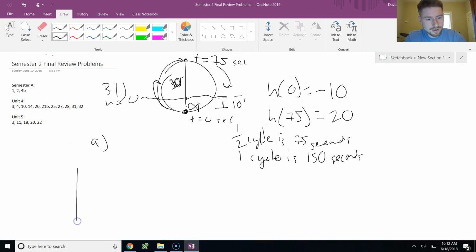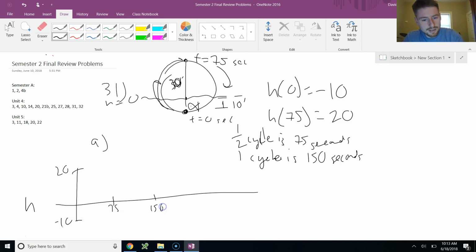Oops, let's get my pen. So here's my h, height equals 0. And we know initially it's at 10 seconds. So I'm actually going to mark some time intervals here. So we have 20 up here, -10 down there. This will be 75. This will be 150. This will be 150 plus 75 is 225. And then this will be 300. Okay, so that gets us some good points to plot.